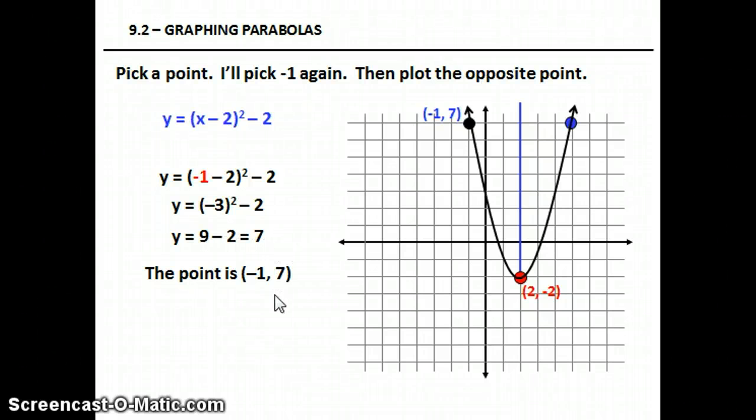My point is -1, 7. Then I have to do my mirrored point, the opposite of the axis of symmetry. If it's 1, 2, 3 units from the axis of symmetry, it's going to be 1, 2, 3 units on the other side of the axis of symmetry. So I connect my points and I draw my parabola. It's just that simple. I hope this helped.